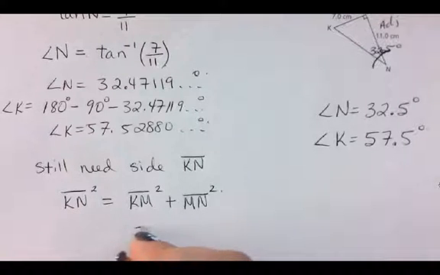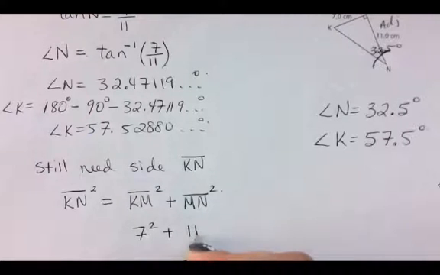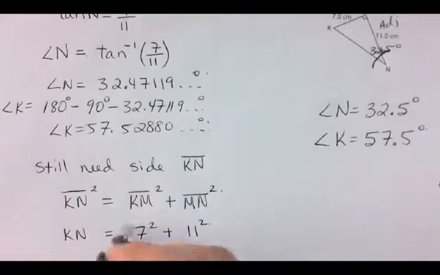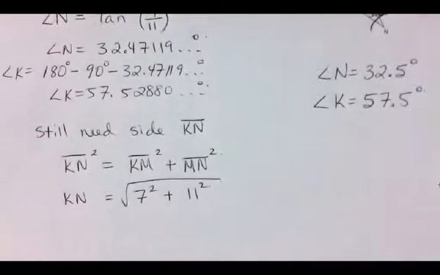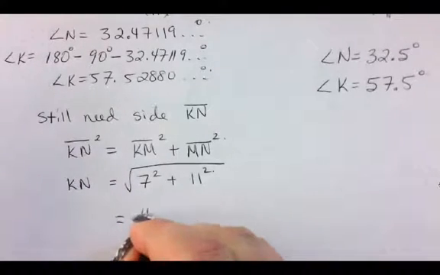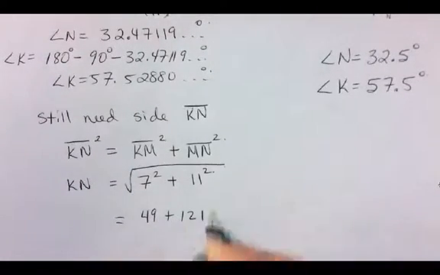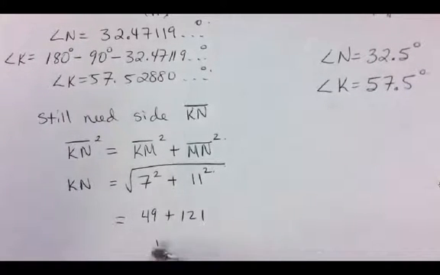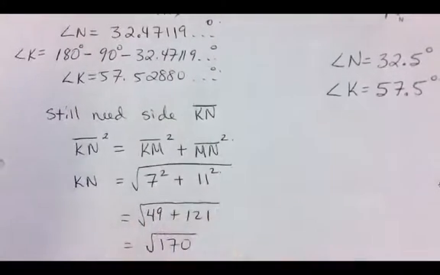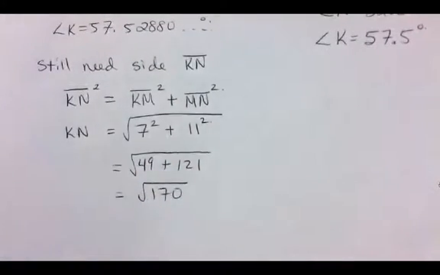So KM is 7. This is 11. And then in order to figure out KN, I want to square root those guys. Square them first and then square root them. Add them together. Make sure you write the square root in each time.